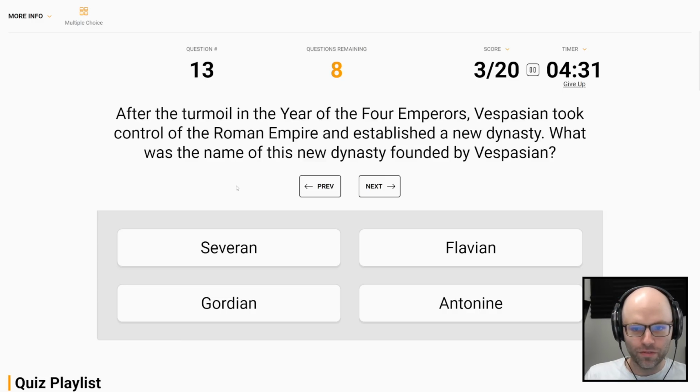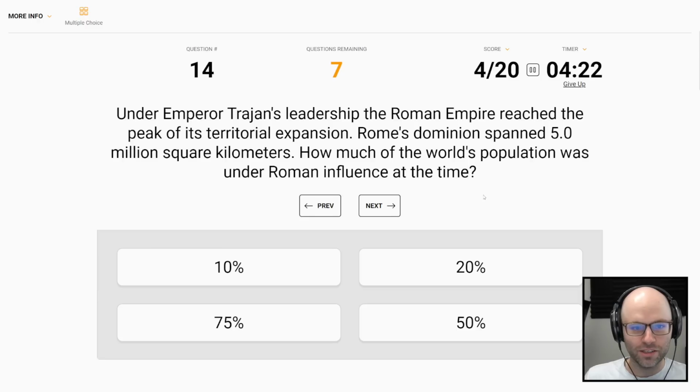After the turmoil in the Year of the Four Emperors, Vespasian took control of the Roman Empire and established a new dynasty. What was the name of this new dynasty established by Vespasian? That was the Flavian dynasty.